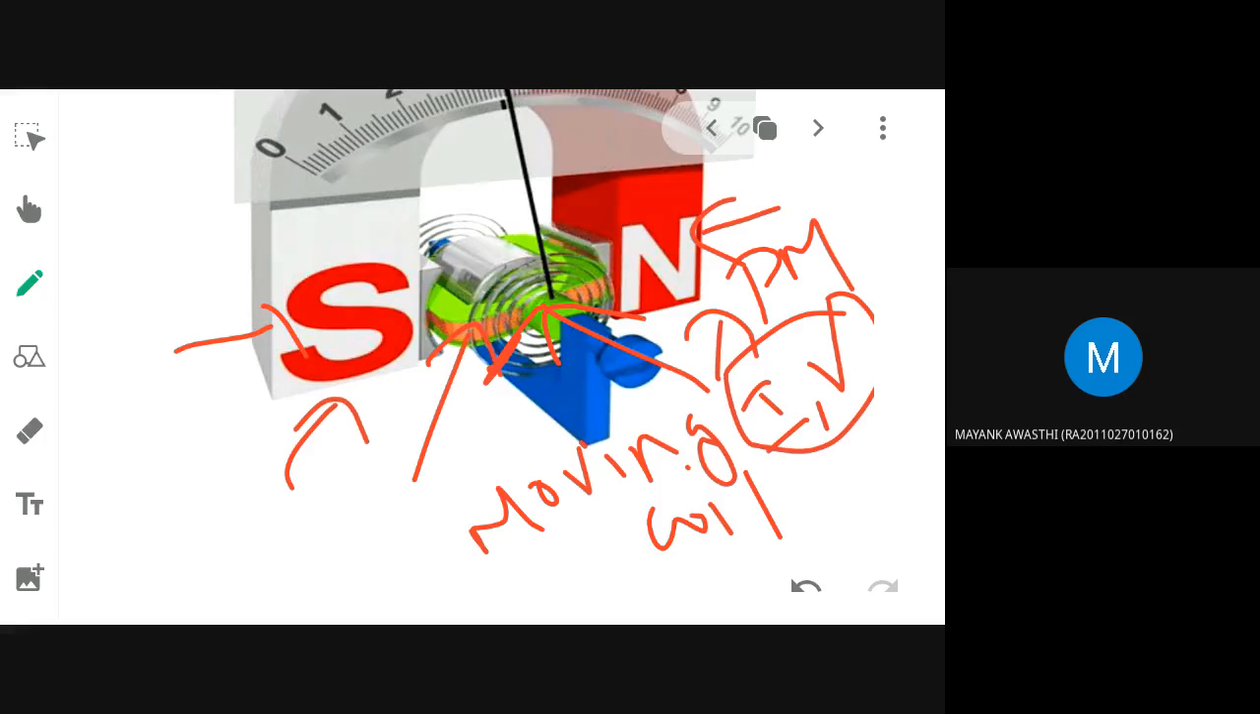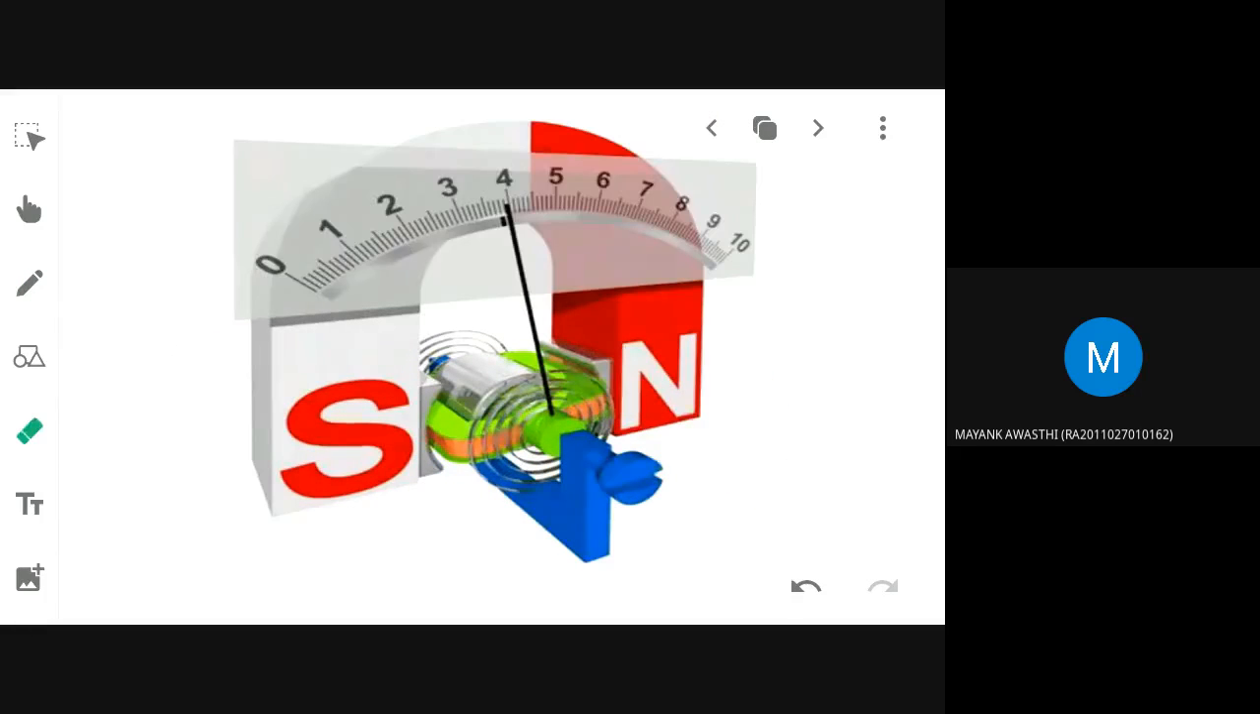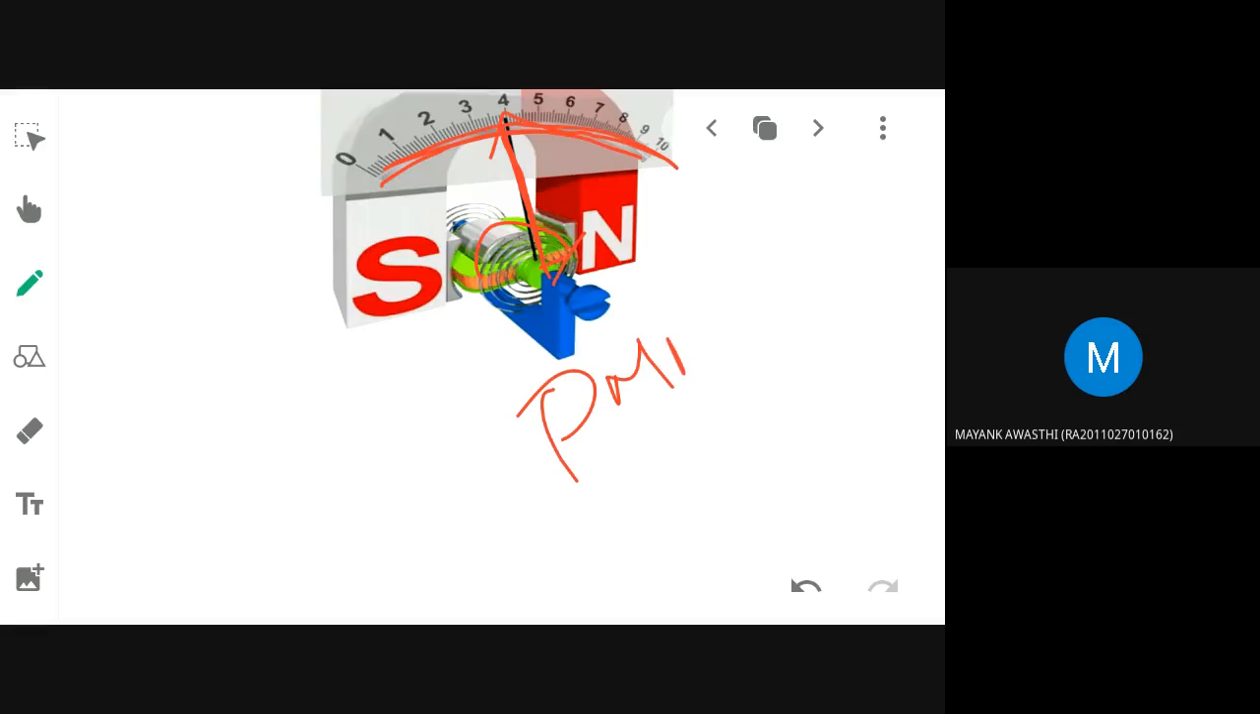I told you this. What will be generated? A twisting force will be generated. I told you, twisting force is equal to what? Torque. So that torque will set this moving coil into rotation. So it will start to rotate. With it, what will rotate? It is attached to the pointer and needle arrangement, so this will also deflect and move on the calibrated scale. So this is how the PMMC instrument works.